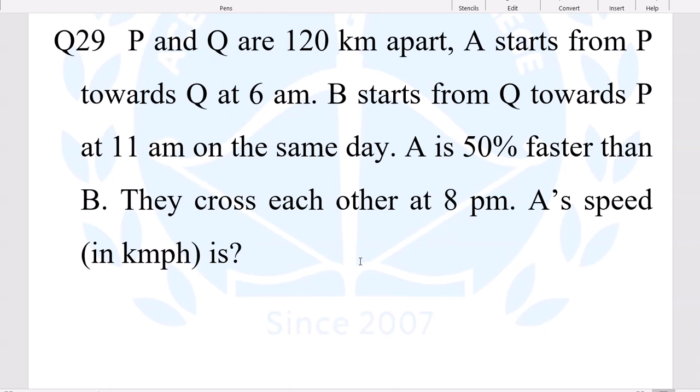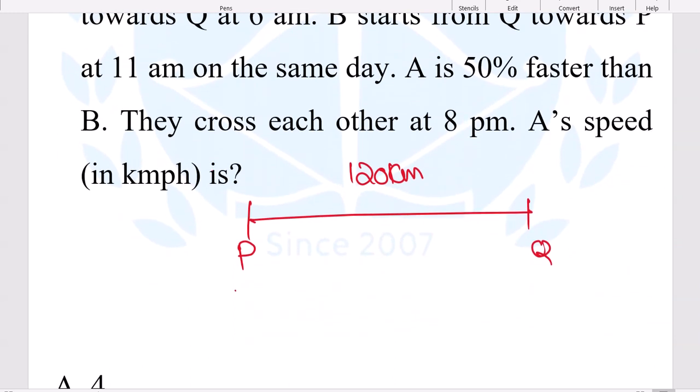Right. Cool. It's an easy question, but there are good learning points for everyone here. Listen, 120 kilometers is the distance between P and Q. There is a train called A moving from P to Q. There is another train called B moving from Q to P. Is it the same direction or opposite direction? Opposite direction. Now when it is opposite direction, do speeds add or subtract?